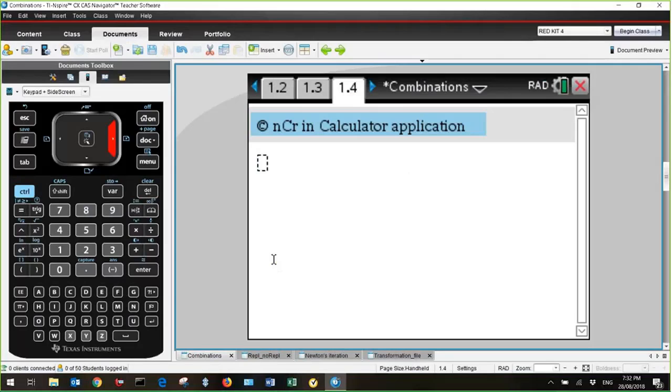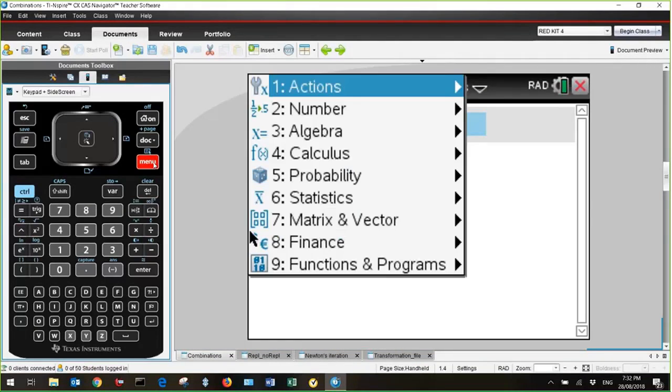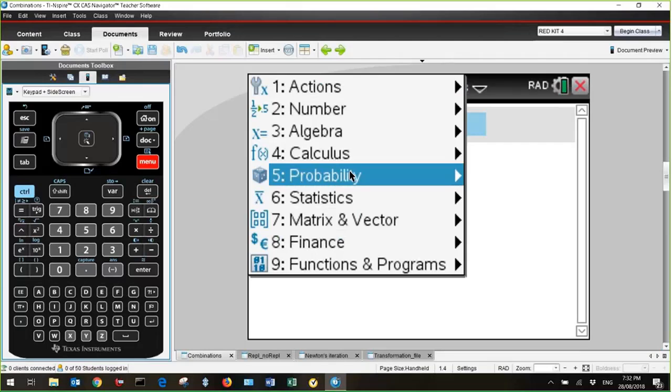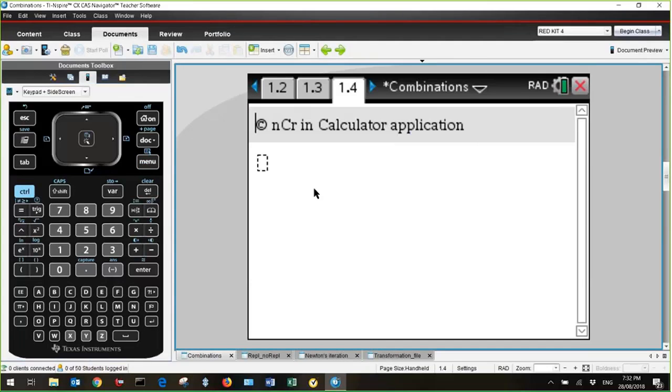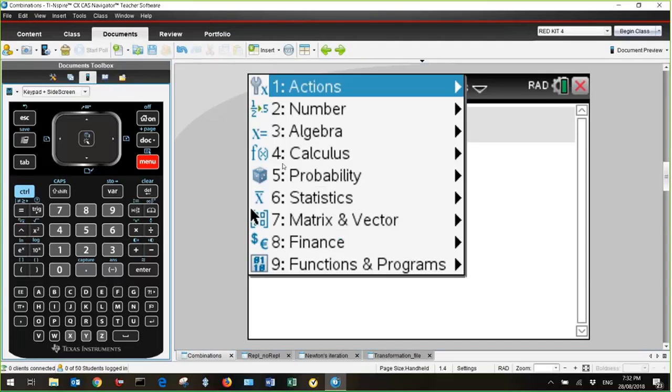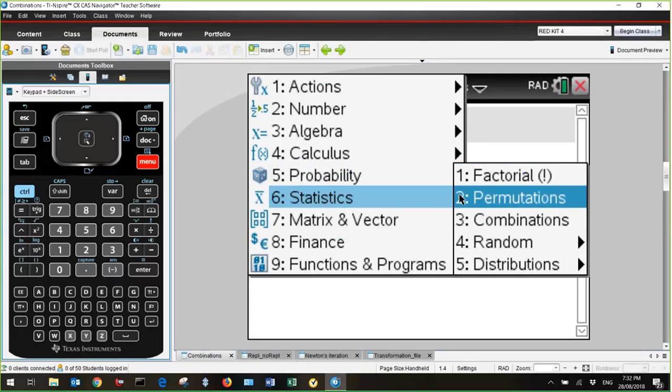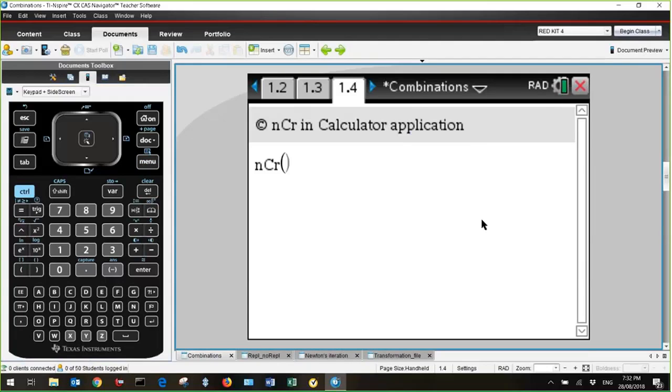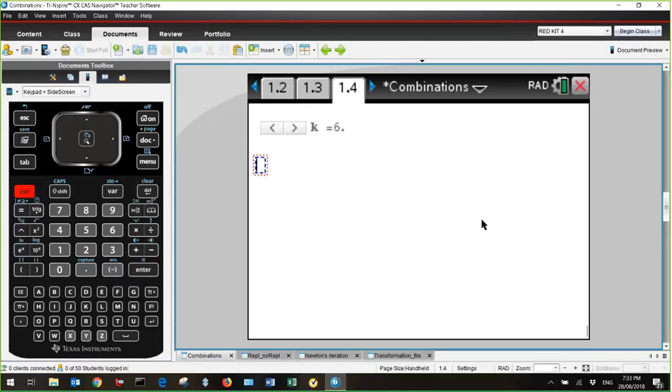If we go menu, probability and combinations, then I could, for example, have 4, 2, and it works out 4C2. But if I want to repeat that, then I have to edit. I have to copy and paste it and then edit. Whereas you can do it interactively and dynamically if you use a notes page.